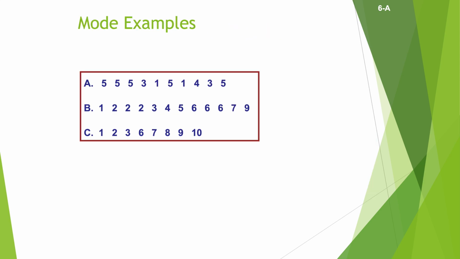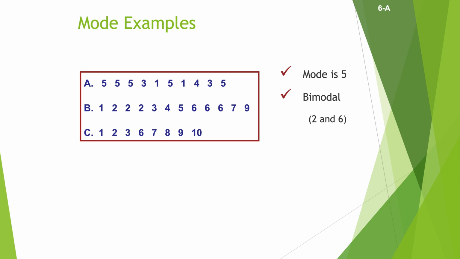Okay, what about mode examples? Here's 3 examples of mode. In A, what's the mode? The most popular or the most common? It's 5. Clearly, there's lots of 5s. In B, what's the mode? Well, there's actually 2 of them. It's what we call bimodal, and the 2 modes are 2 and 6. You know how bi always means 2, so 2 modes, bimodal.